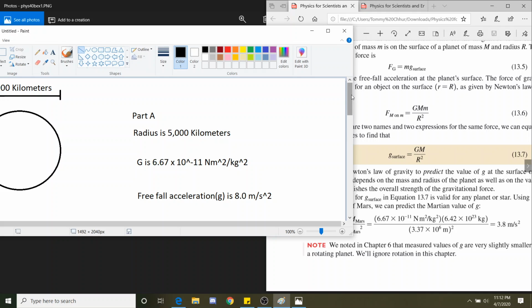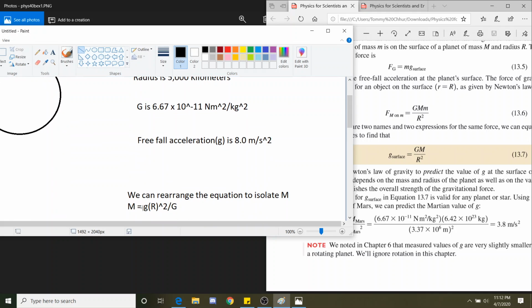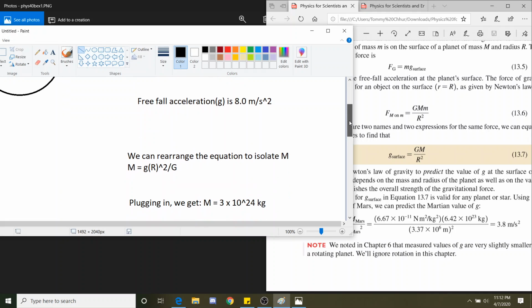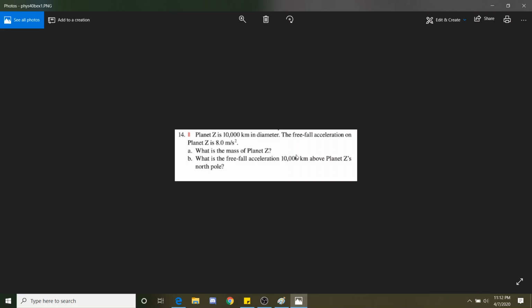So after some rearranging, we get this little g times the radius squared over big G. And after plugging in, we can get 3 multiplied by 10 to the 24th kilograms, which sounds about right. It's a very big number for a planet. And the second part asks us for the free fall acceleration 10,000 kilometers above planet Z's North Pole.